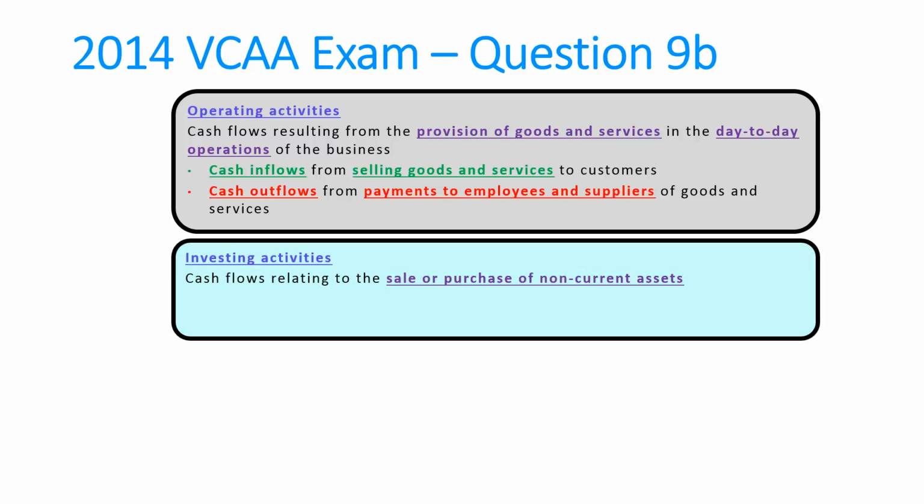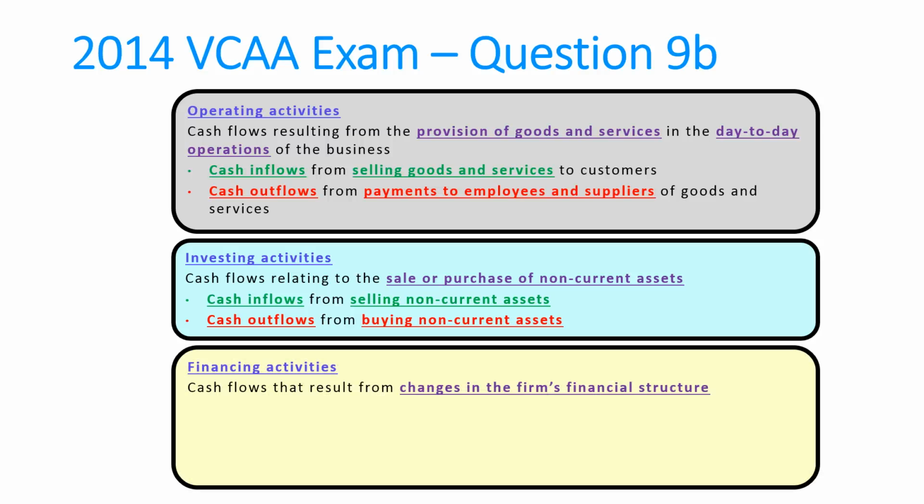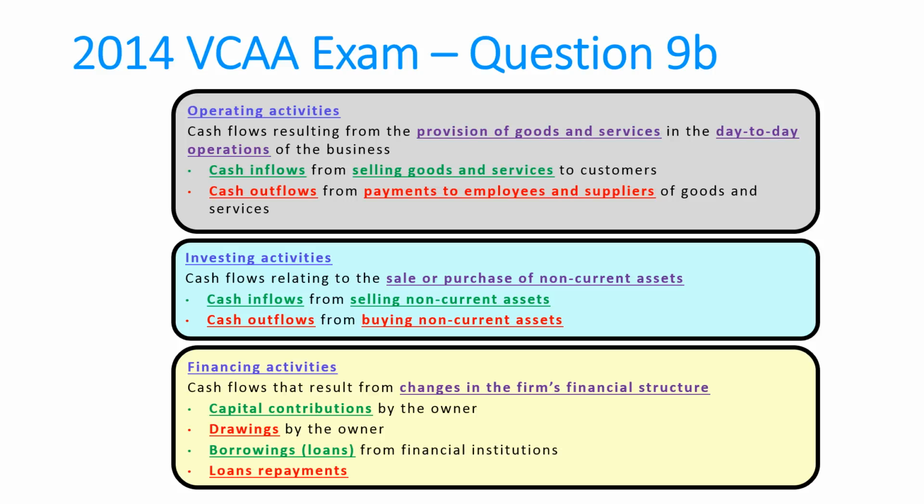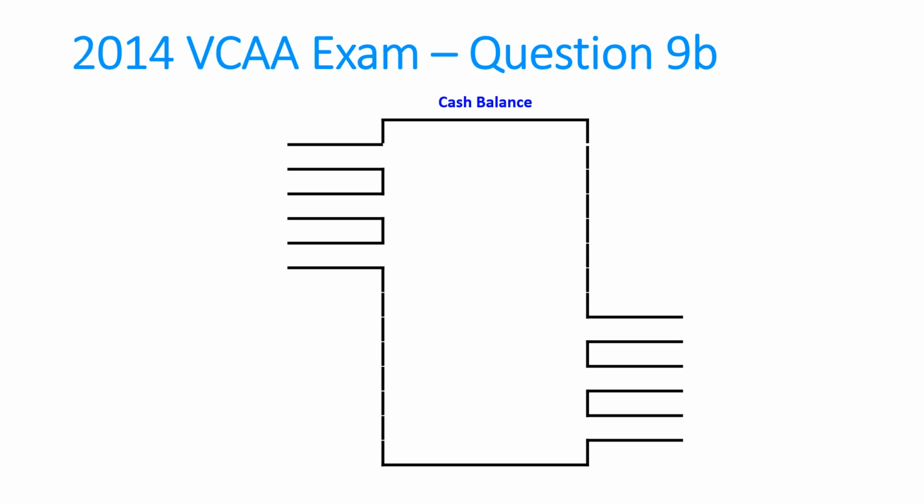In the investing section, we have cash flows from the sale or purchase of non-current assets. So the inflows will be when I sell a non-current asset, and the outflows will be when I buy them. Financing activities will be cash flows that change the firm's financial structure. So capital contributions will be an inflow, and the opposite of that is drawings, which will be an outflow. And borrowing money from banks will be an inflow, and paying it back will be an outflow.